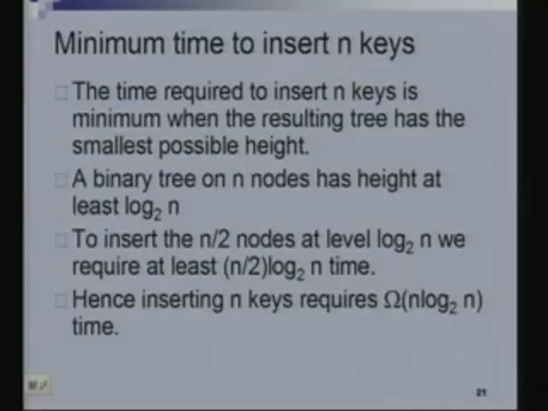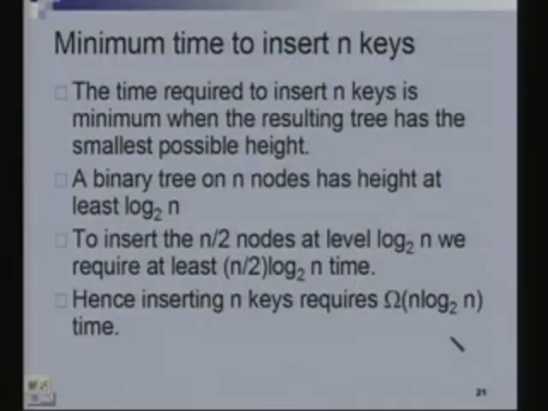Why? The best time would happen when the tree was very shallow. A tree of n nodes has a height of at least log n, log n minus 1 or some such thing, roughly this. If it has height log n, then the last level has a lot of keys. In a complete binary tree of height log n, the last level has n by 2 keys. The leaves, there are n by 2 leaves.